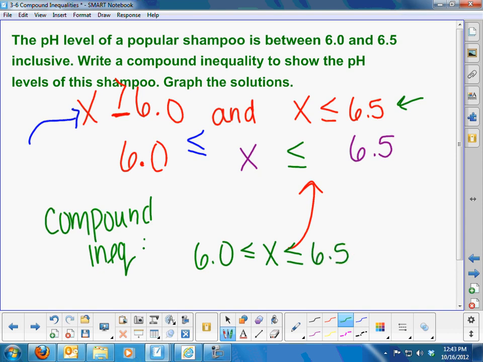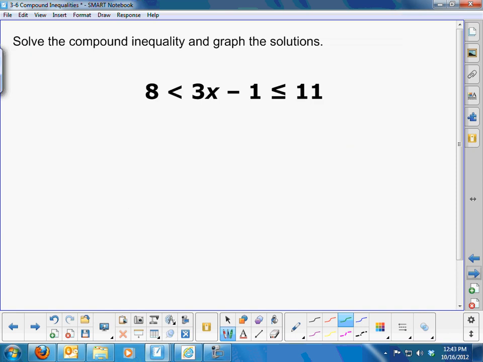That's taking two simple inequalities, writing them together as one compound. All right, now let's look at an example here of a problem that we are going to solve and then graph the solutions of. This is a compound inequality. This is an and statement, two ands put together here. So I know that I could solve these separately if I wanted to.